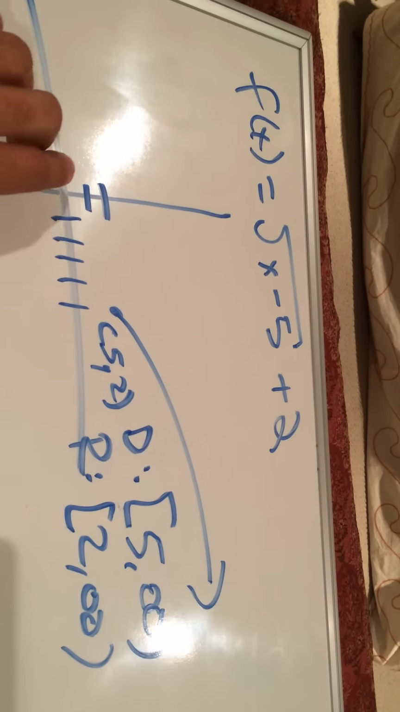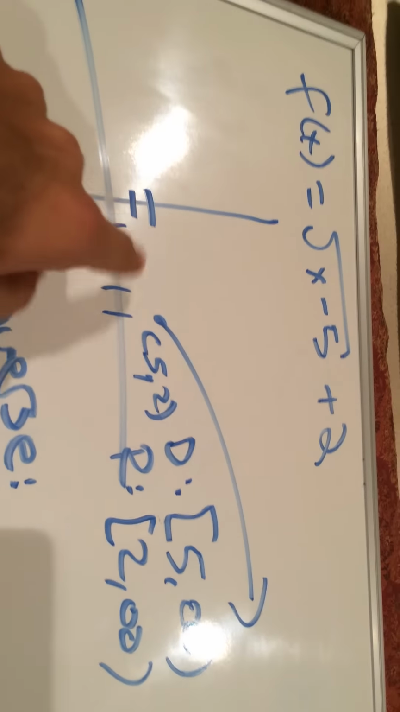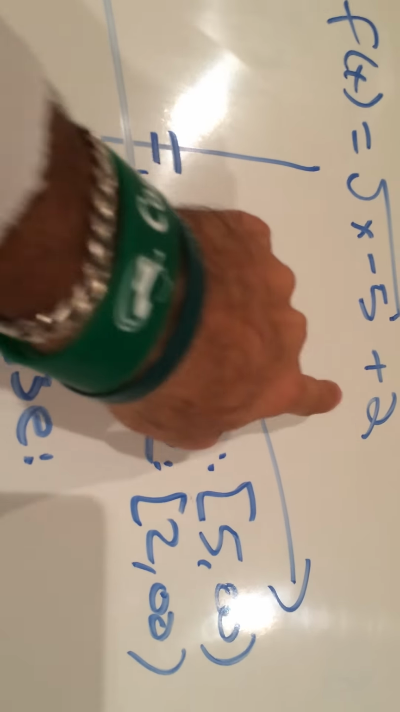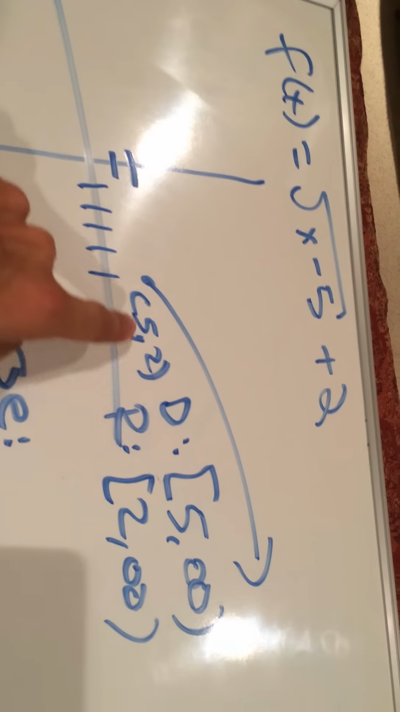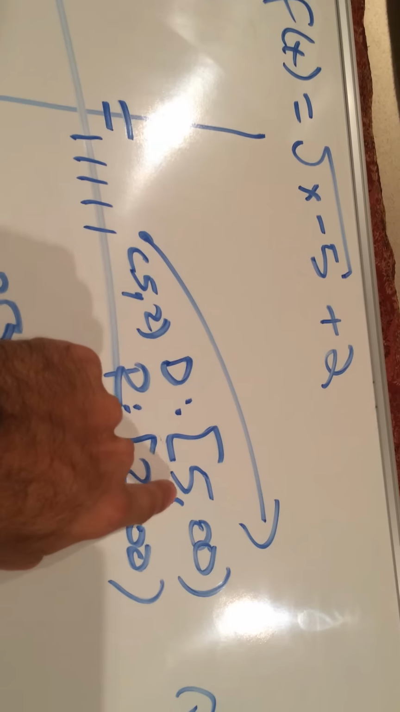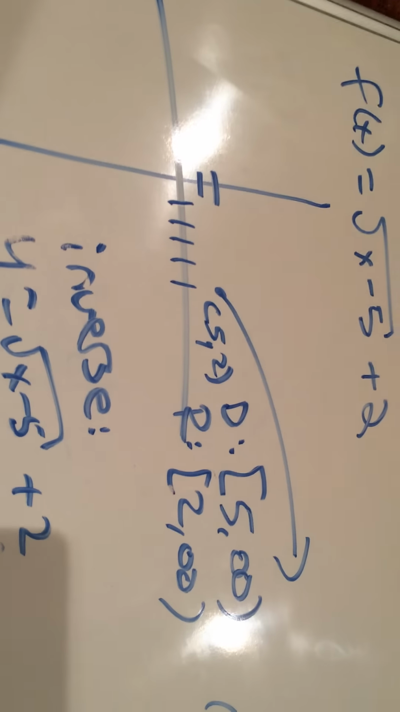I went ahead and sketched it. We know the parent function is just square root of x. We're going to shift 5 units to the right. That's the minus 5. And then we shift up by 2. So here's our new vertex. Then we're going right. The coordinates of this are 5, 2. So the domain of this is 5, infinity, and the range is 2, infinity.